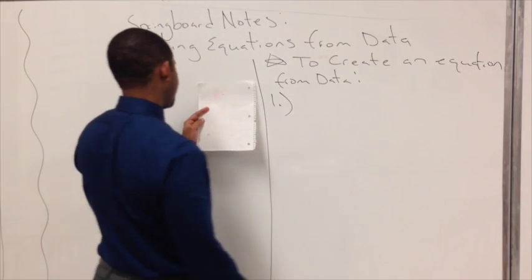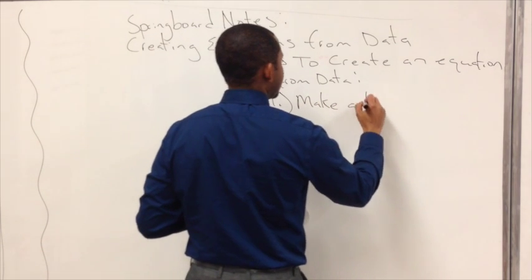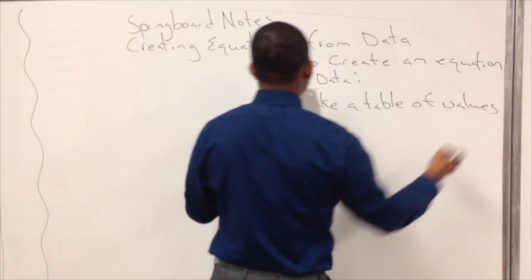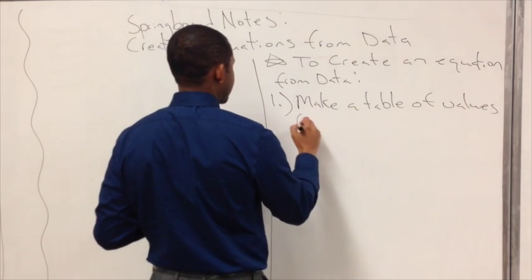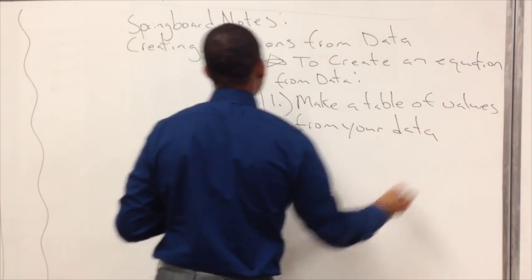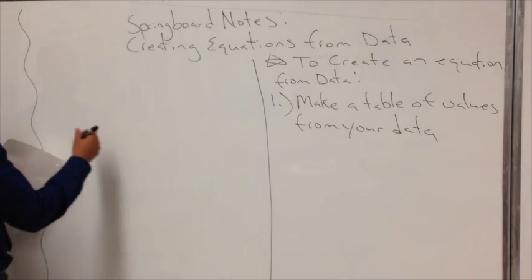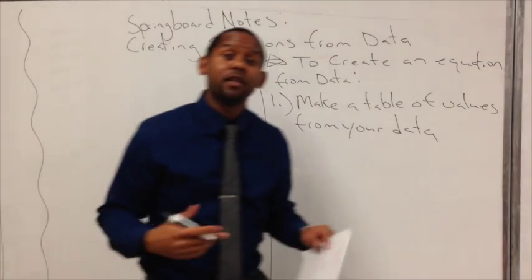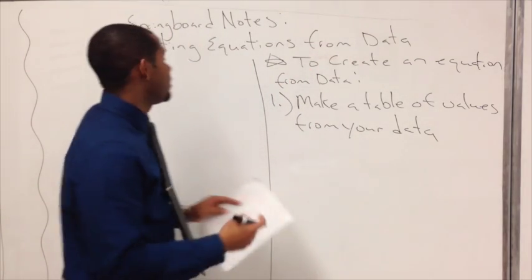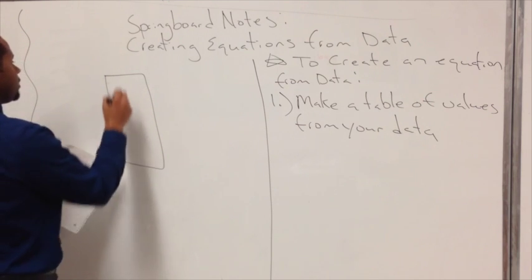first thing we do is make a table of values from your data. Okay? So what I mean by that is sometimes maybe you'll be given a table of values and sometimes you might need to make it up. In this case, I'm going to give you the table of values, right? So here's your table of values.